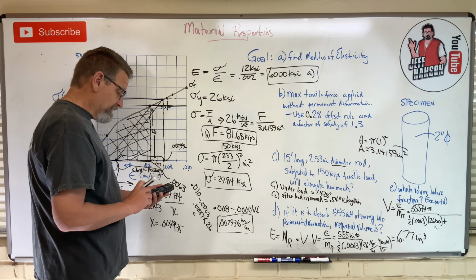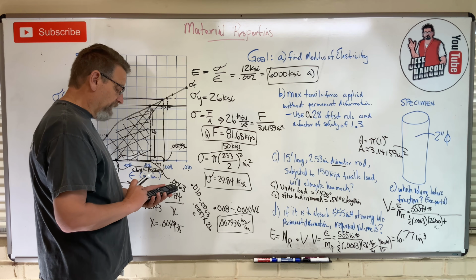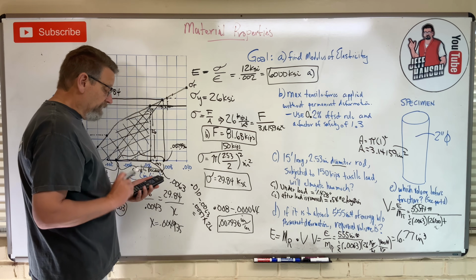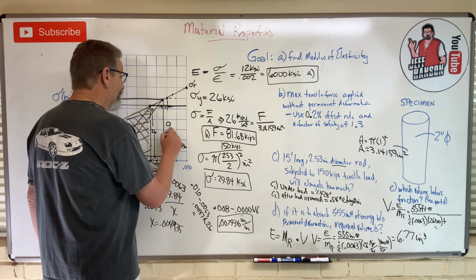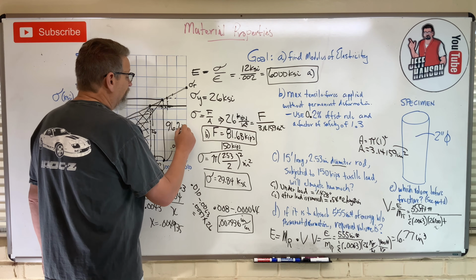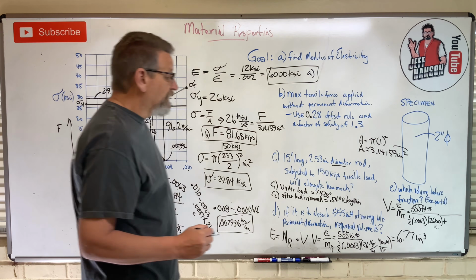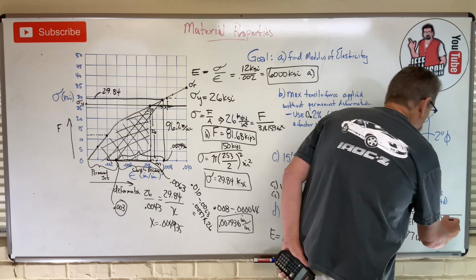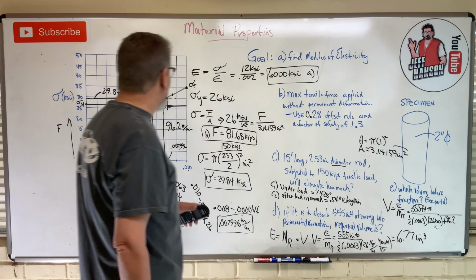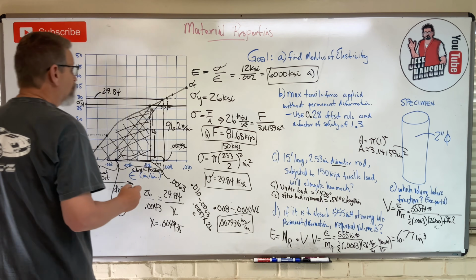Times 26. And I'm going to put it into thousands, because that's kips, but I'm going to make it PSI. 96.2. So the rectangle is 96.2 pounds per inch squared. So I have to have that over here, 96.2. And then what's the last thing I need? I need this little triangle right here.